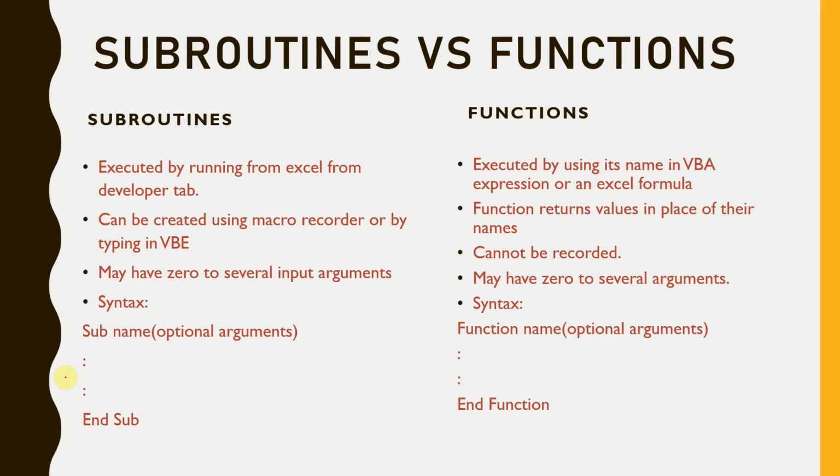Subroutines can be created by using a macro recorder or by typing in the VBE as we did before. Functions return values in place of their names, and subroutines may have 0 to several input arguments. Mostly subroutines have 0 arguments, whereas functions will have arguments, and both the syntaxes are given.